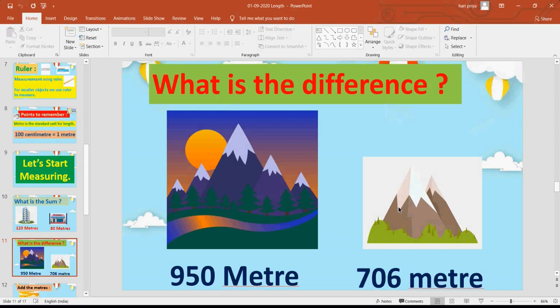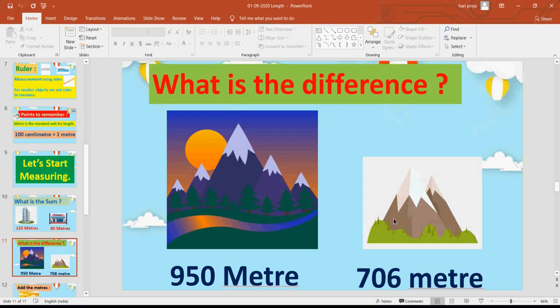Okay, so the second example is what is the difference? Okay, Aksha, so what is the difference? You are going to find the difference in meters. The first hill which I have dropped here is 950 meters. I think it's a very big hill. And the second mountain is 706 meters. So you are going to subtract it. As simple as that, you are going to subtract it.